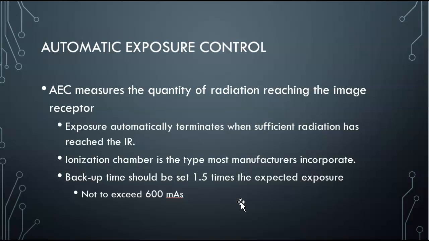Okay, so automatic exposure control. AEC measures the quantity of radiation reaching the image receptor. Exposure automatically terminates when sufficient radiation has reached the IR. So it shuts itself off. It measures the amount and terminates exposure. An ionization chamber is the type most manufacturers incorporate. A backup time must be 1.5 times the expected exposure, not to exceed 600 mAs. Okay, so 150% and not to exceed 600 mAs.